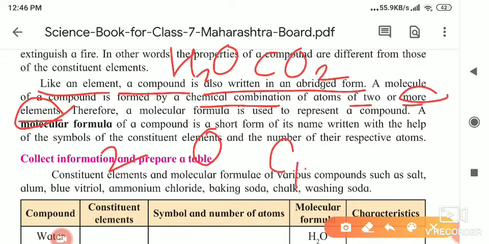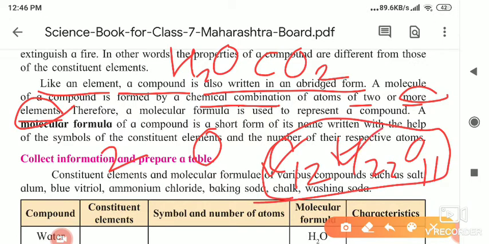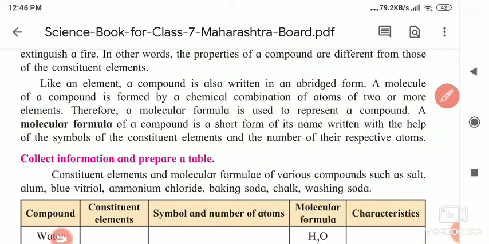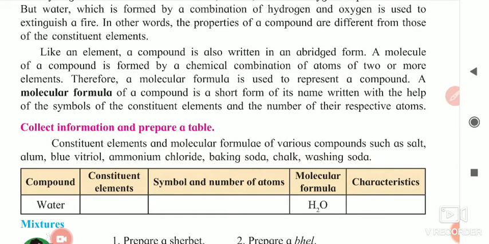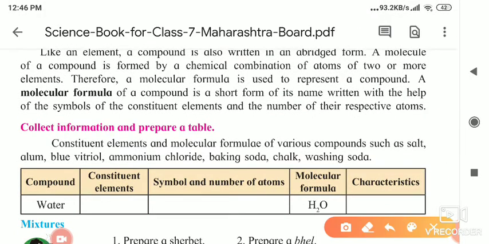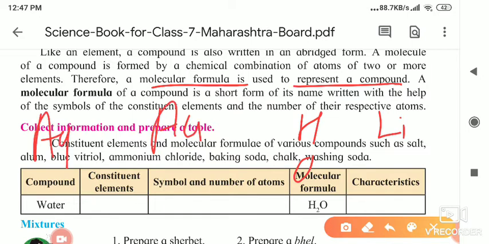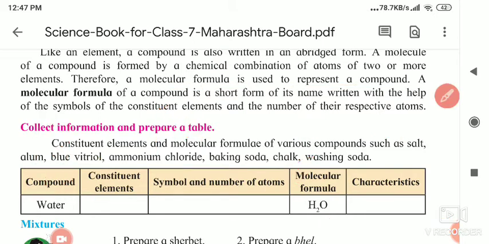If you take the example of sugar, it is made up of three elements, that is C12H22O11. So the sugar molecule is made up of carbon, hydrogen and oxygen, and CO2 is made up of two, carbon and oxygen. So atoms of two or more elements come together and form a compound, and therefore a molecular formula is used to represent a compound. Understood? How we show hydrogen with H, oxygen with O, lithium with Li, gold with Au, silver with Ag, in the same way compounds also have a short form.